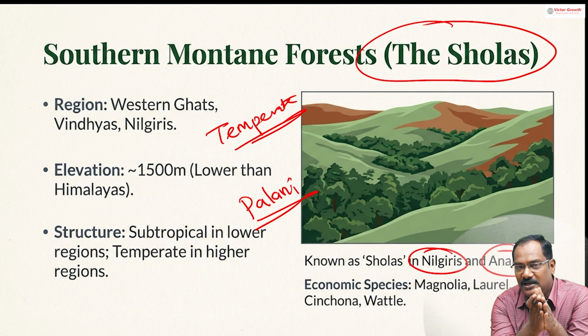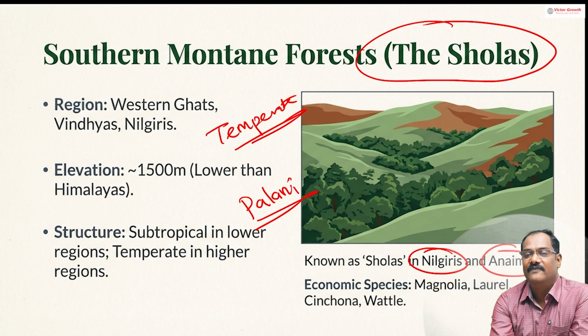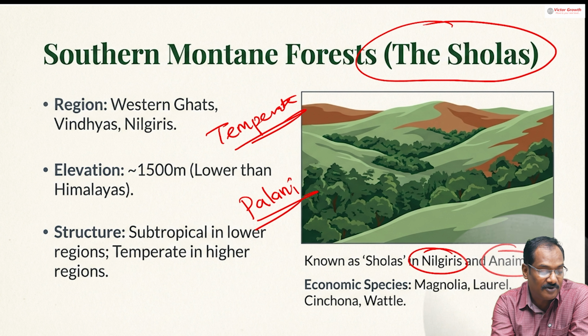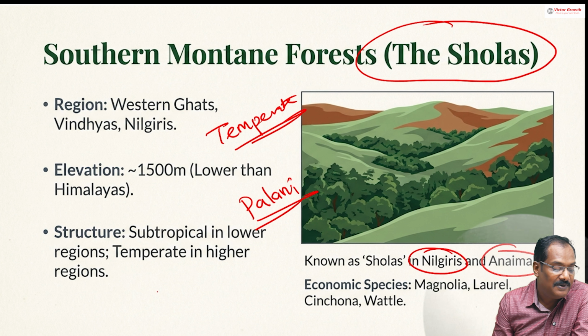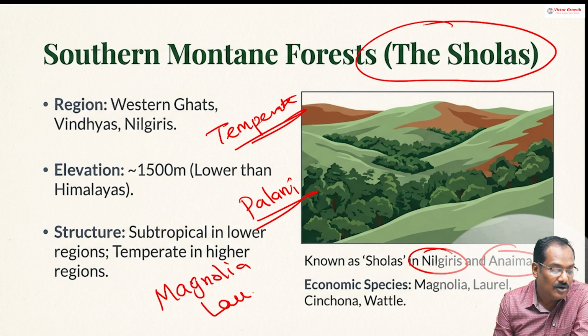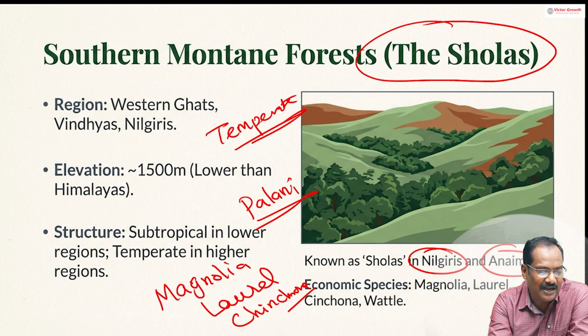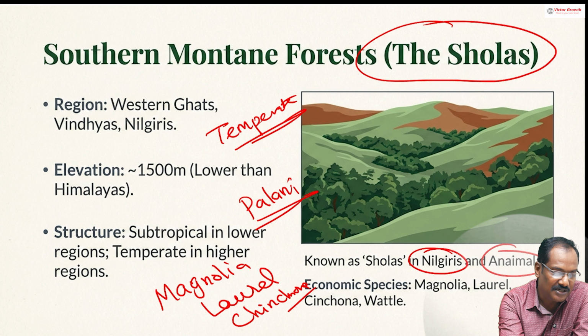Nilgiris is a basic junction. That is also one frequently asked question, where the Western Ghats meet Eastern Ghats. That is Nilgiri. Nilgiri is also the first biosphere reserve. That is also possible. Question: what is the example here? Please write down Magnolia, Laurel, Cinchona. These are the examples of Shola forest of South India, found on the Kerala Tamil Nadu border. It is just 1500 meter. It is much lower than the Himalaya, but still they are the temperate forest in this region. So Sholas can be one surprise question.